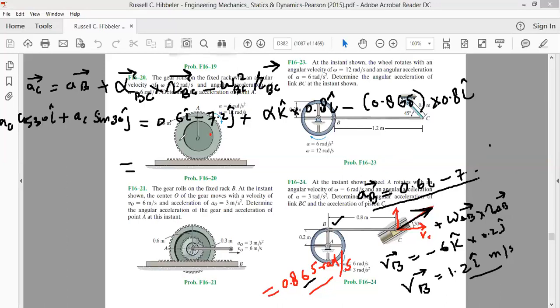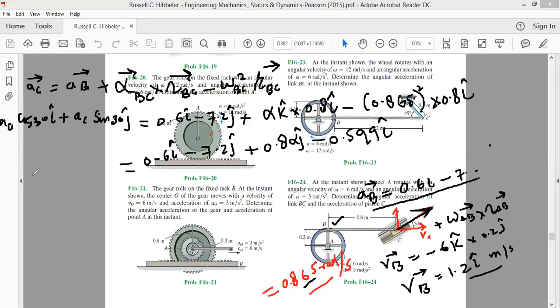So we have 0.6 I cap, minus 7.2 J cap. Then we have plus K cross I is equal to J. So this will be 0.8 alpha J cap, minus 0.865 squared into 0.8, which is equal to minus 0.559 I cap. Okay.